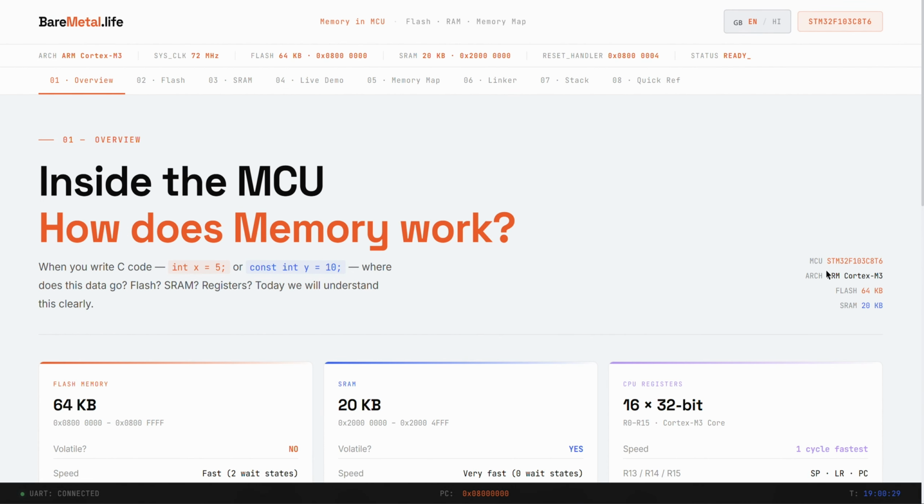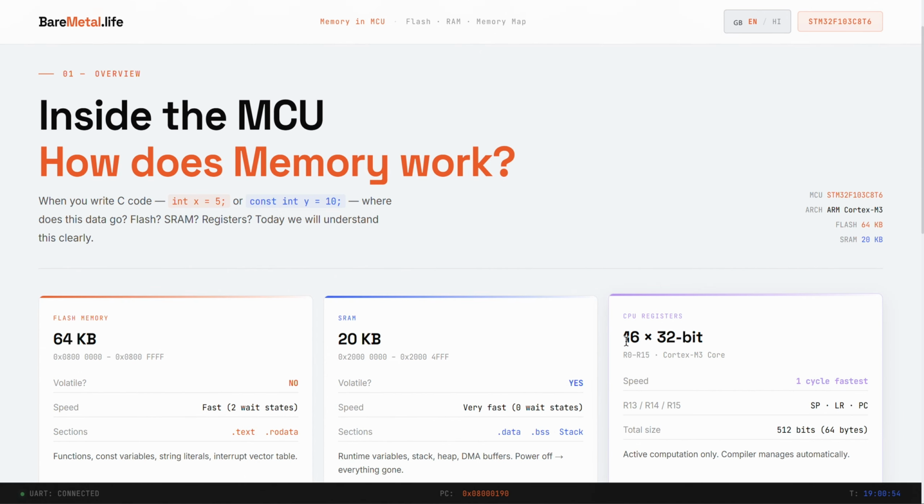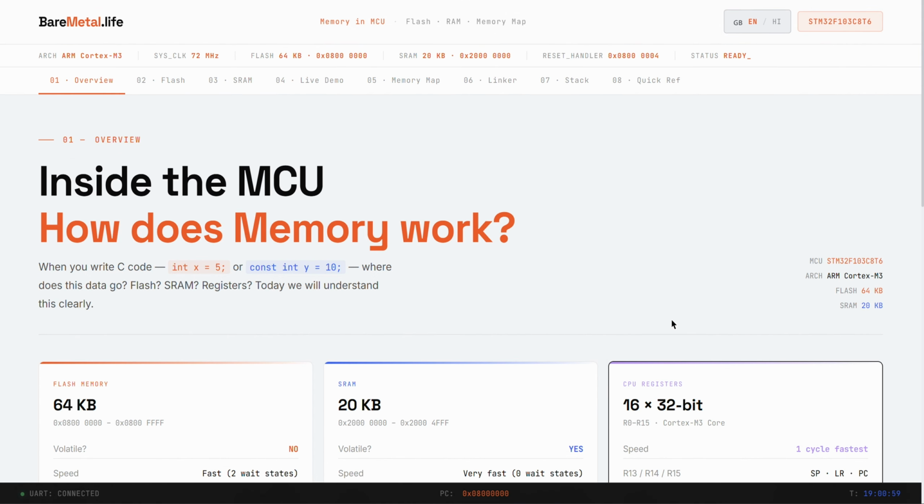Now, as our reference microcontroller for this video, we'll be using the STM32F103C8T6. It's based on the ARM Cortex-M3 architecture, which comes with 64 KB of flash memory and 20 KB of RAM. And inside the Cortex-M3 core, it has 16 registers, each 32 bits wide.